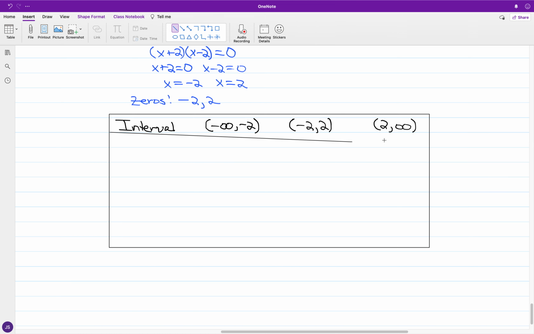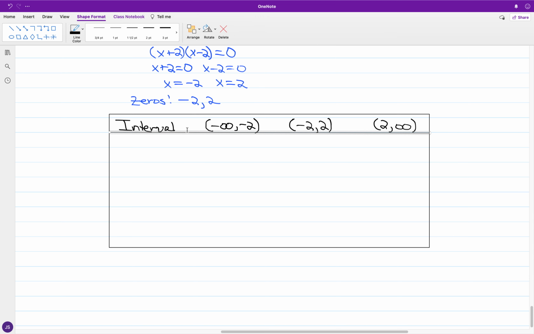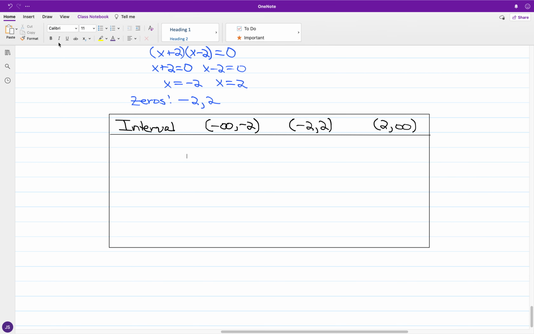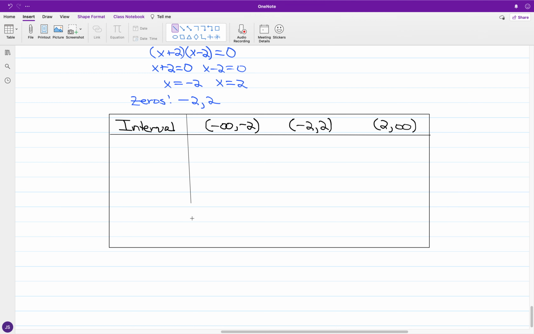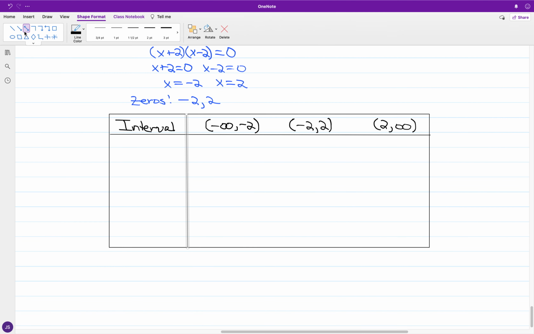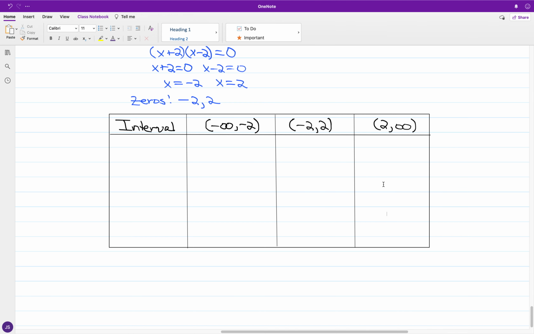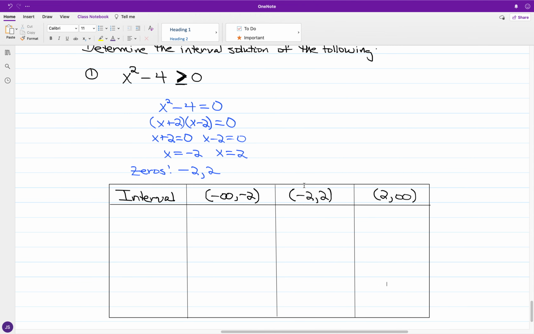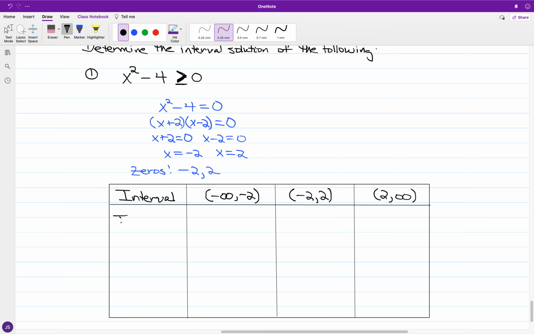I'm just going to separate these into rows and columns, and do this gradually. After setting up the table, the headings will be parentheses only. Working with the zeros, we have less than negative 2, between negative 2 and positive 2, and greater than 2. Now, you're going to have a tested value for the input.